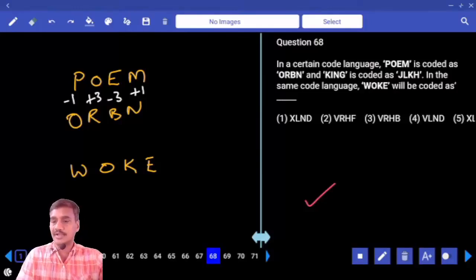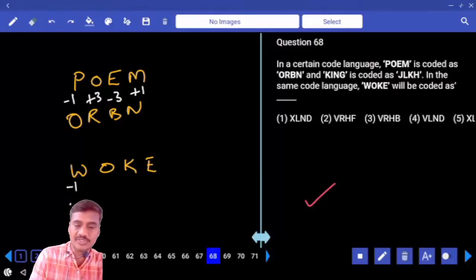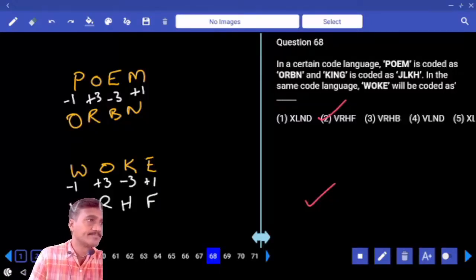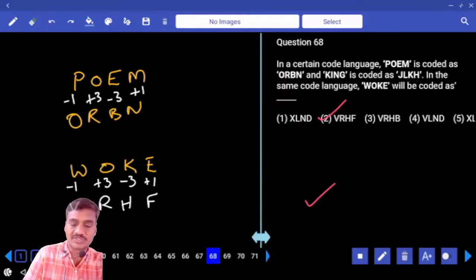And in the same way, W -1 is V, O +3 is R, K -3 is H, and E +1 is F. VRHF. VRHF, choice 2, question number 68.